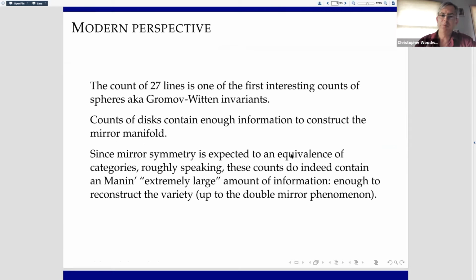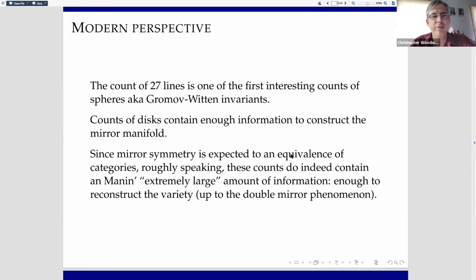Mirror symmetry is supposed to be, roughly speaking, an equivalence of categories. In other words, if you construct the mirror, you're supposed to be able to apply mirror symmetry twice and get back to your original category, for example, a symplectic category. That's not quite true. There are these things called double mirrors, where if you do mirror symmetry twice, you might not get the same variety. But these are relatively rare.